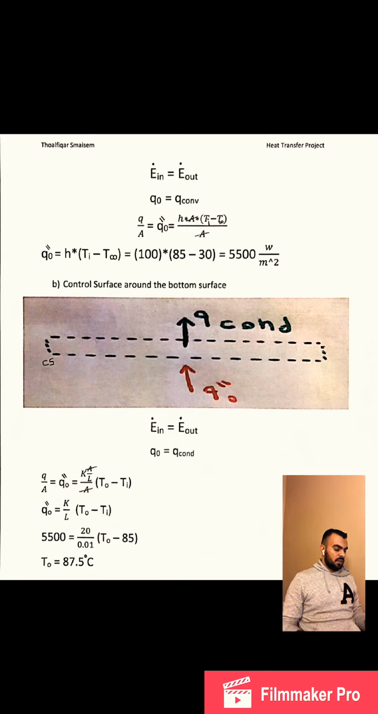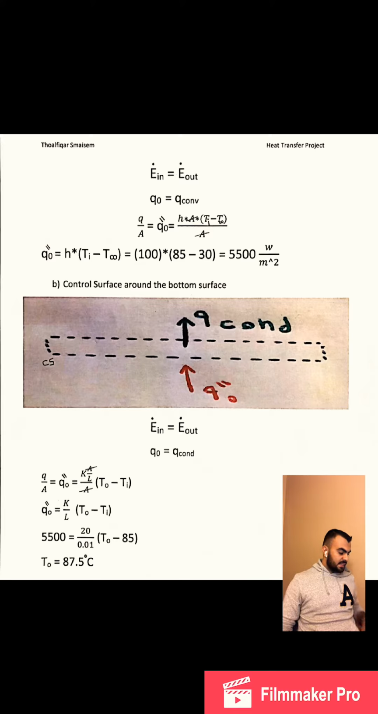So solving for heat flux, which equals H times Ti minus T infinity, we are going to be left with 5,500 watt per meter squared. Great.